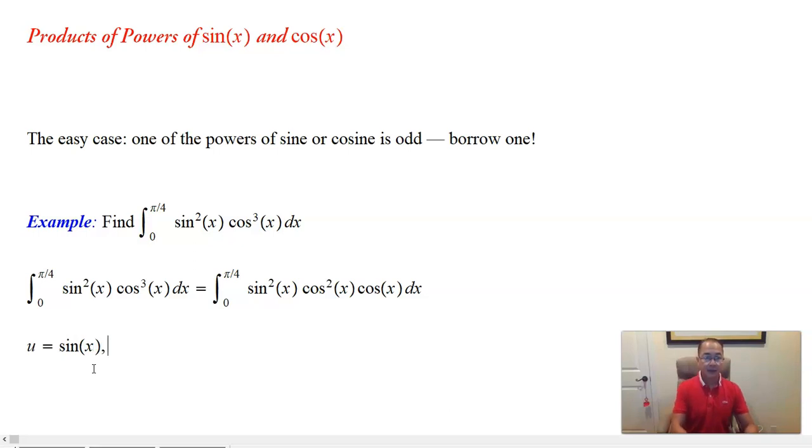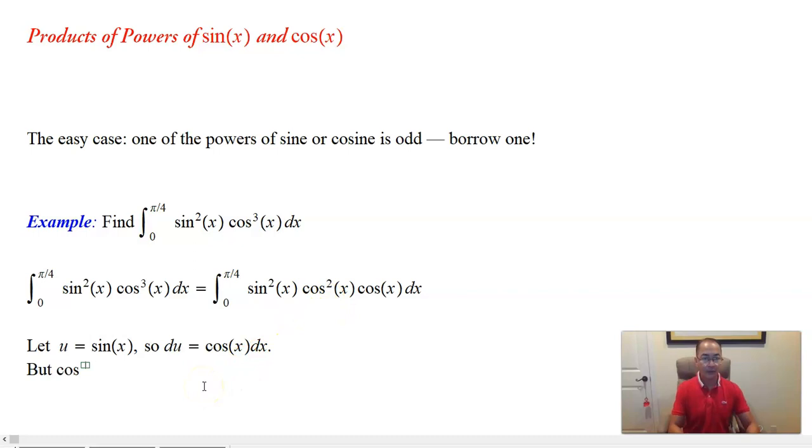Okay, so u is sine of x, so du is cosine x dx. So that takes care of the du over here. Let me complete the sentence. Let u be sine x, so du is cosine x dx. Okay, so sine squared is just u squared. We do have a problem with cosine squared, but it's not a big problem.